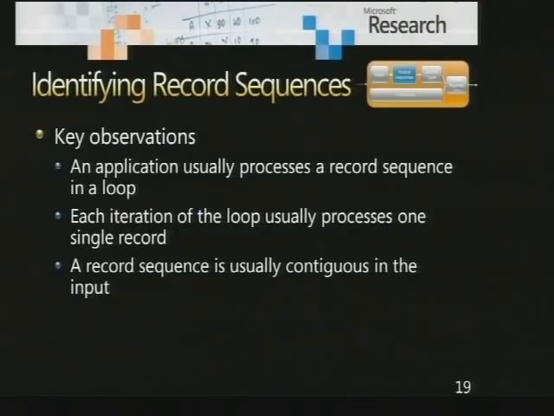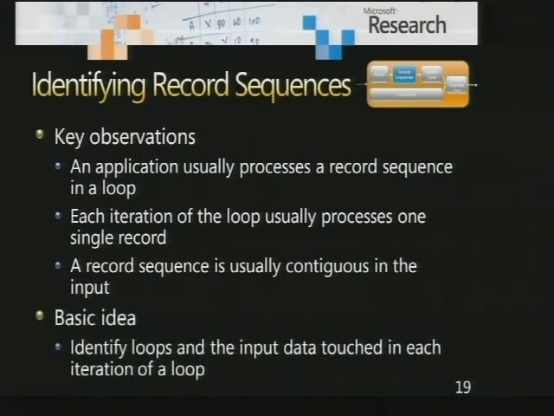The second component in Tupni is identifying record sequences. The key observation behind this component is that an application usually processes a record sequence in a loop, and each iteration of the loop usually processes one single record. Also, a record sequence is usually contiguous in the input. Based on these observations, our basic idea is to first identify execution loops and the data touched. Then we figure out what data are touched in each iteration, and they are likely to be the record.